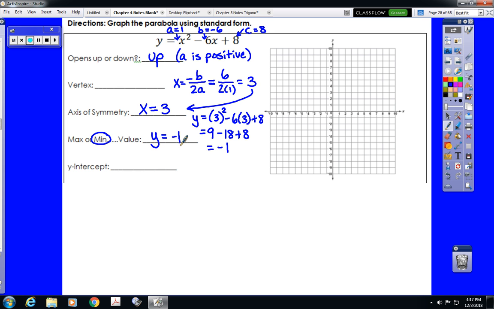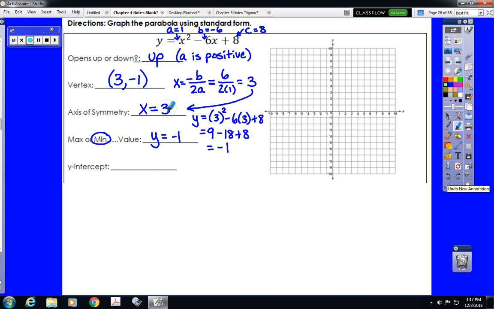Now notice we have an x value and a y value. Those make up your vertex. So your vertex is located at the point 3, -1. Okay? Whatever your x value is for the axis of symmetry, I don't really want to use a blue highlighter there. That's no good. Let's try green.